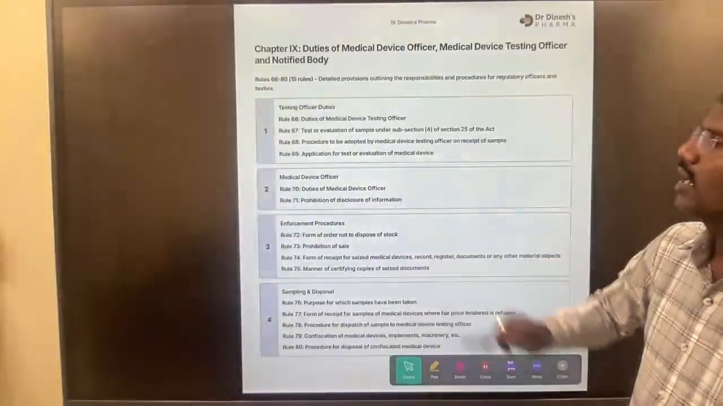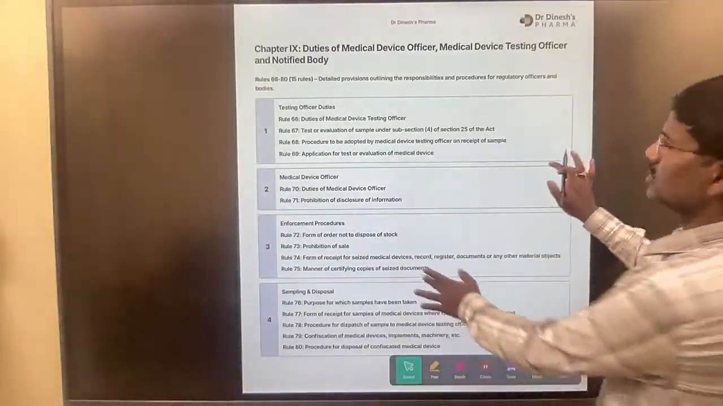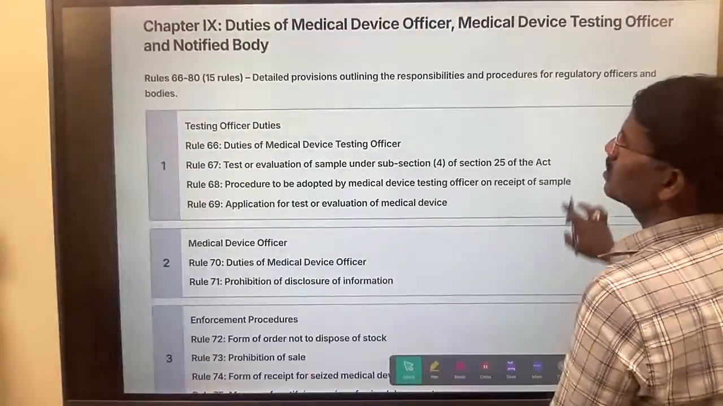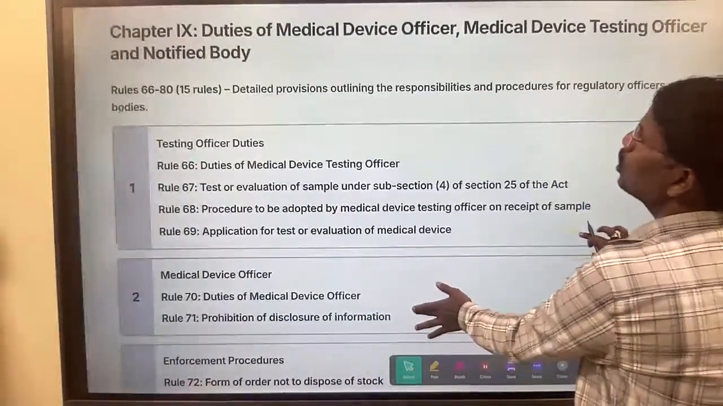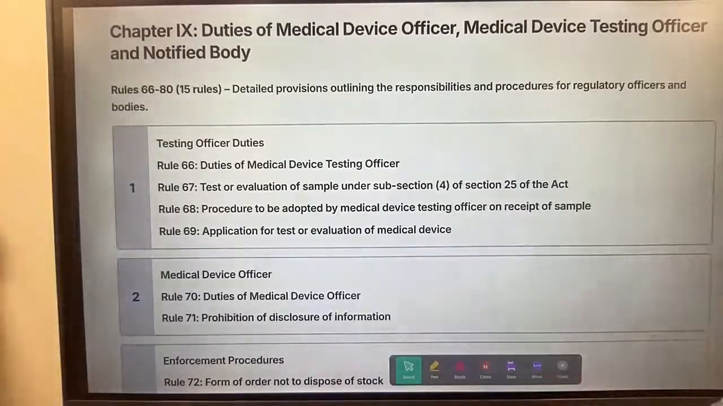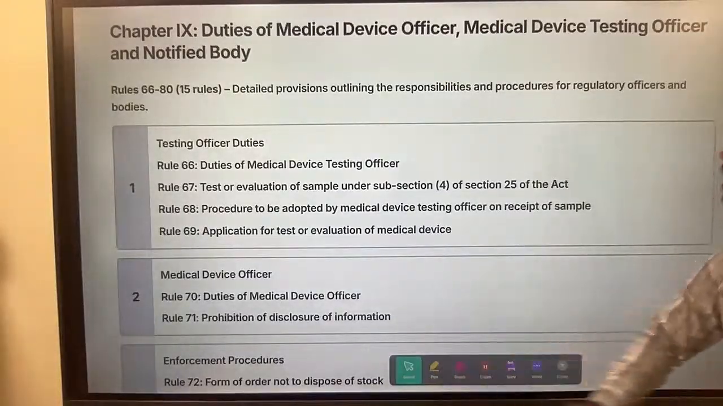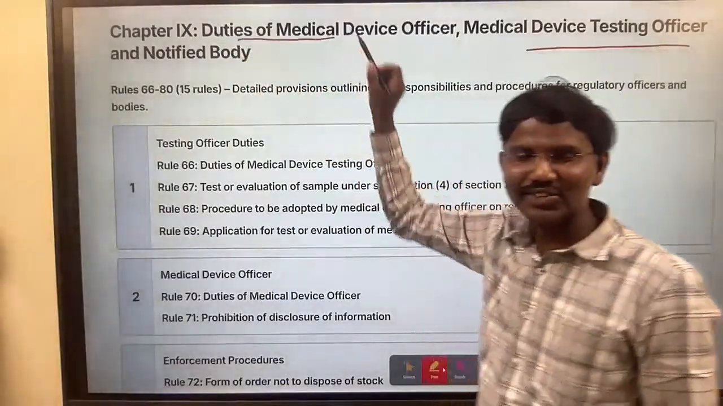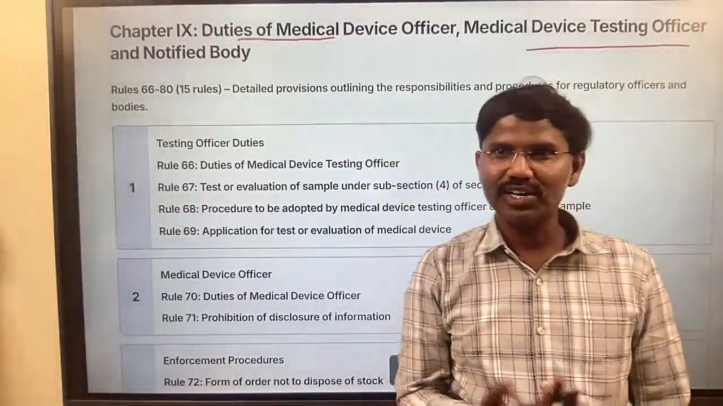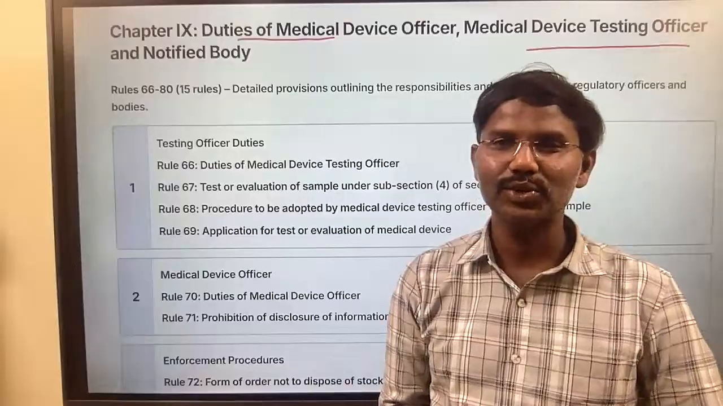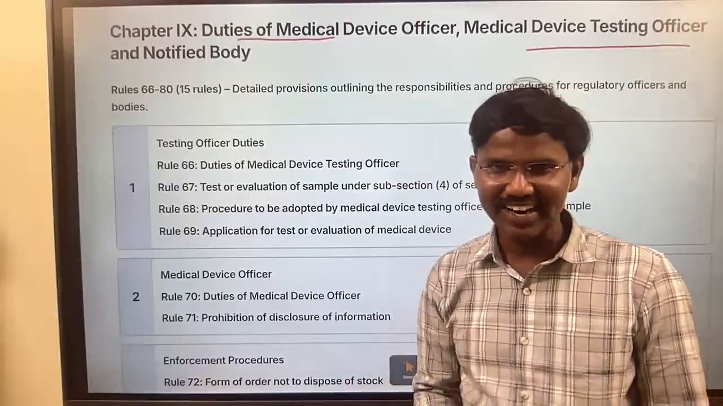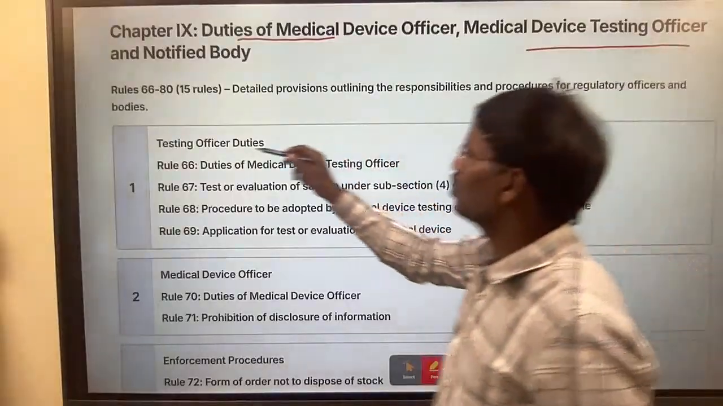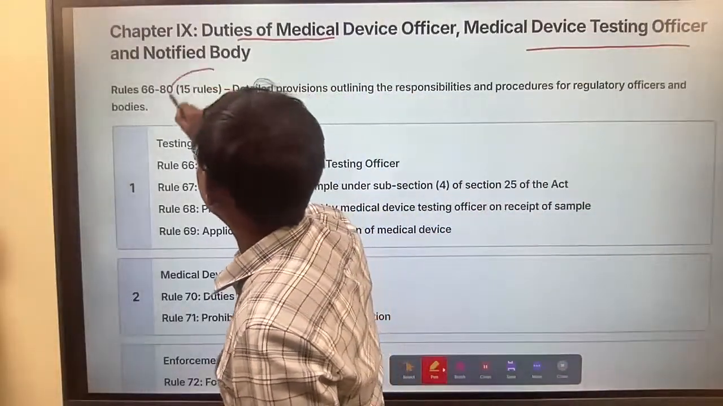Next, coming to the 9th chapter. So chapter 9 talks about duties of medical officer and duties of medical device testing officer. Those who are listening, your duties, because now it is very late, but even though you are preparing, right? So duties of medical device officer. What are the rules? It contains 15 rules.